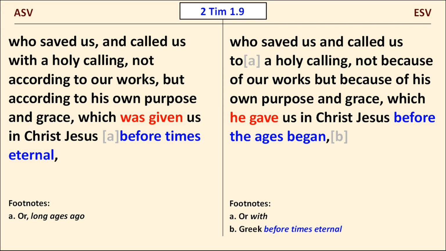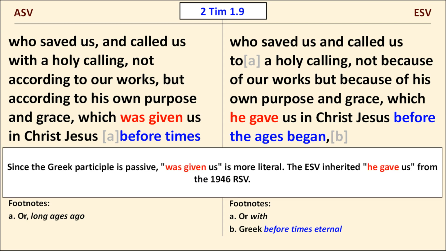In 2 Timothy chapter 1, verse 9, Paul reminds Timothy that they have a holy calling in accordance with God's purpose and grace. Here again, the English Standard Version is somewhat less literal than the American Standard Version. We'll begin with the words marked in red. The Greek participle the American Standard Version translates with "was given" is, in fact, passive, so the ASV is more literal. The ESV follows the 1946 Revised Standard Version in making an active "he gave." The New Revised Standard Version reverted to the traditional and more literal passive form here.